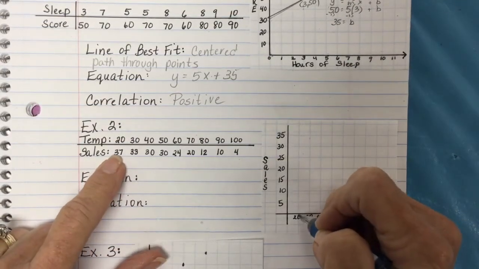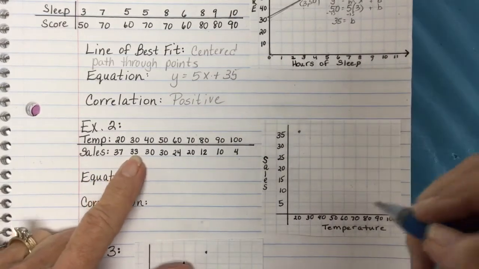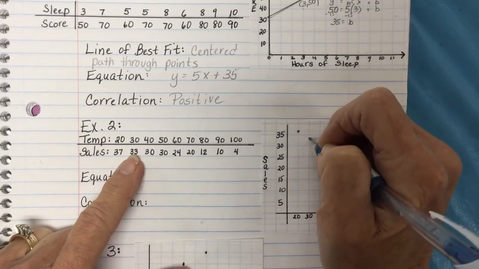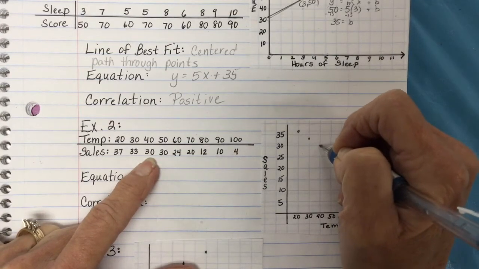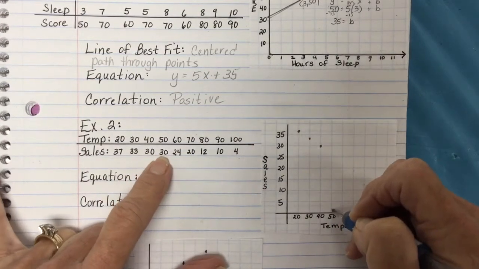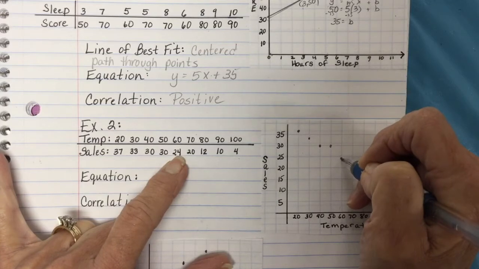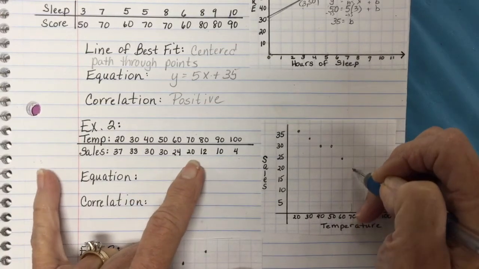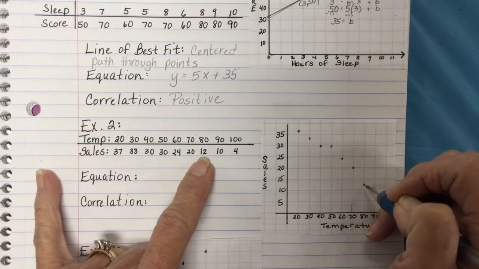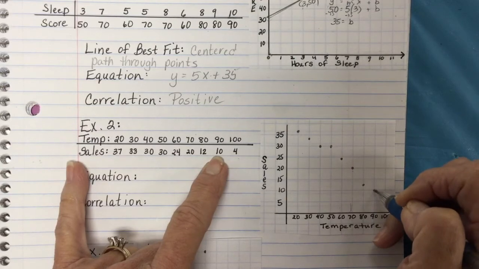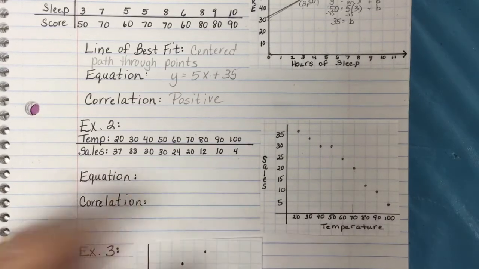On one day, the temperature was 20, and they sold 37 cups. Another day, 30, and they sold 33. The temperature when it was 40, they sold 30. When the temperature was 50, they sold 30. Temperature 60, they sold 24. 70 was 20. 80, they sold 12, which would be down here. 90, they only sold 10. And when it was 100 degrees out, they still sold 4. Some people really like their hot chocolate.